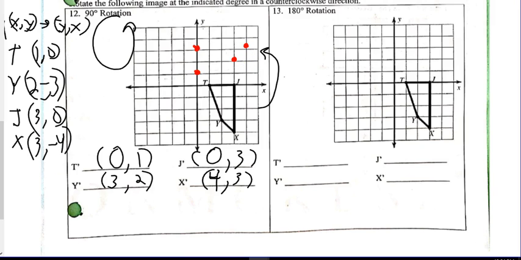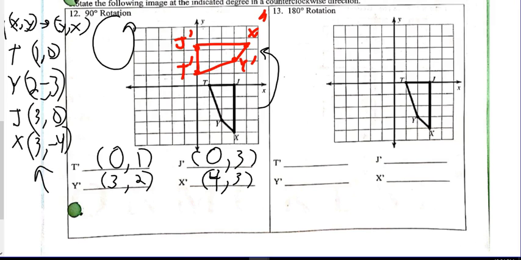So when I draw it, there's my shape. And if you try to visualize it, it rotated 90 degrees. Okay? That makes sense. So now just label everything. So 0, 1 is T prime, 0, 3 is J prime, 3, 2 is Y prime, and this is X prime up here. Don't forget to label your drawings in the test. All right, now, same shape, right? So I don't have to redraw the T, Y, J, X points. I'm just going to look over here to do this now.